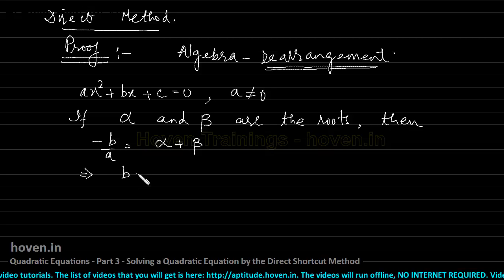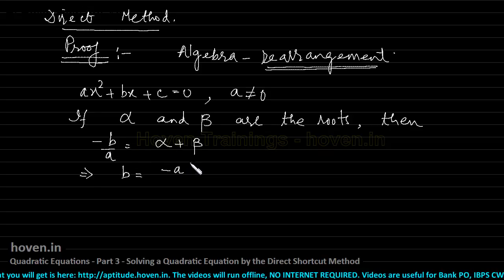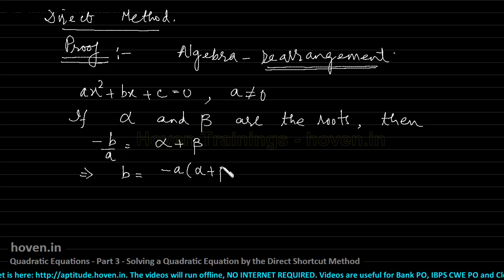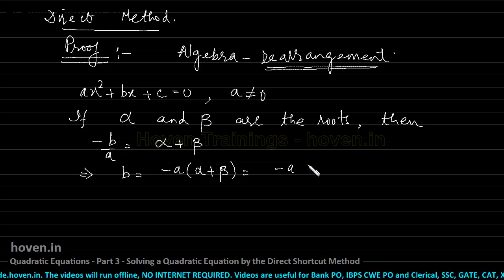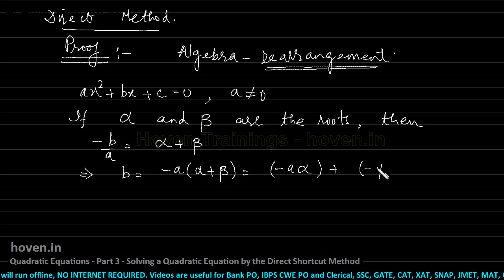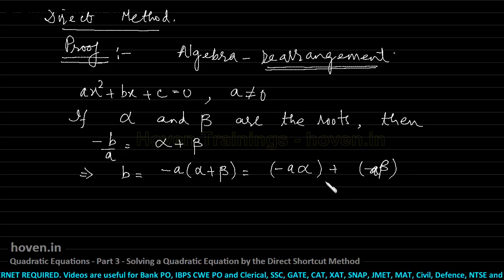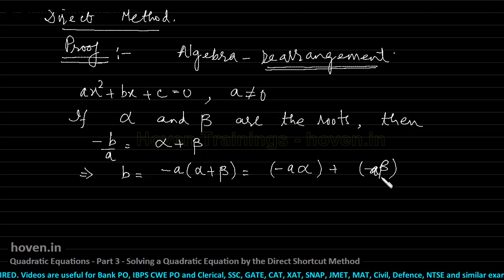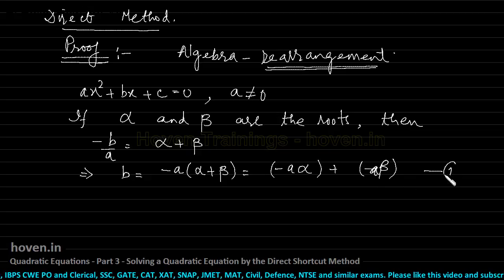B is equal to, take this A to the other side and the minus sign along with it, so you will get minus A times alpha plus beta. This is all about smart arrangement. So I am writing it: B is equal to minus A alpha minus A beta. This is one equation that we can write.